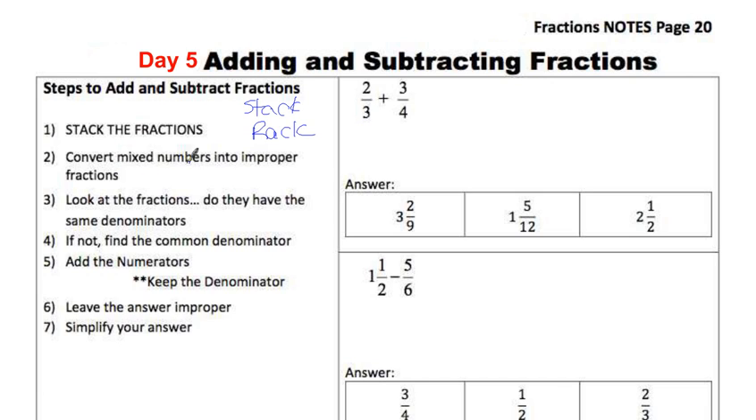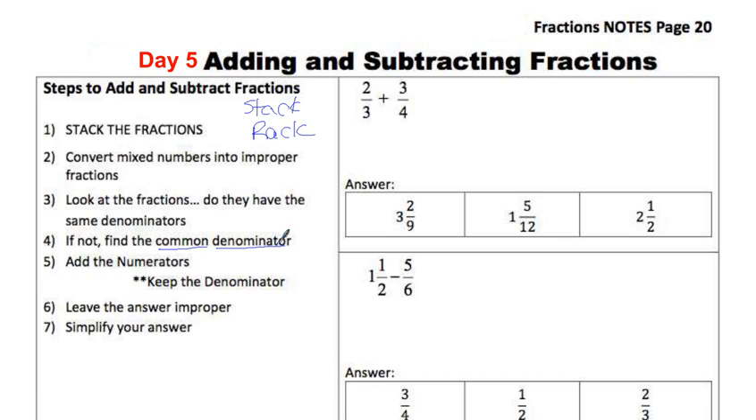We're going to convert mixed numbers into improper fractions, just like we've been doing for this unit. We're going to look at the fractions. Do they have the same denominator? If they do not, we need to find a common denominator, which is a common factor.